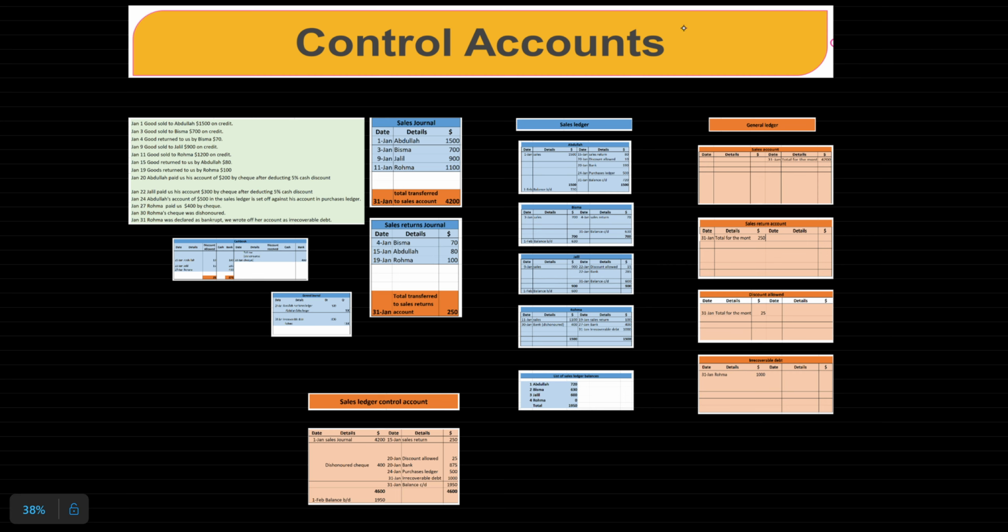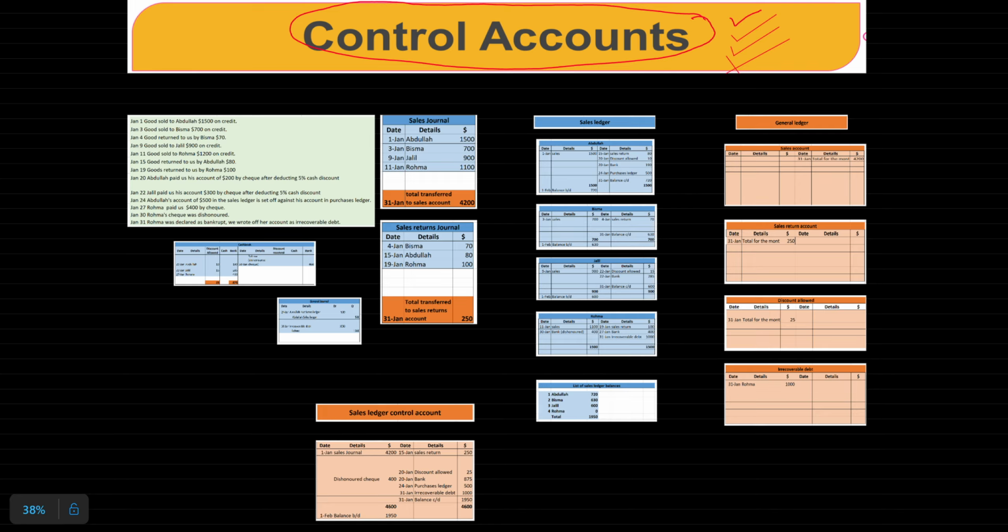Assalamu alaikum students. Today we will learn the full concept of control accounts. We will learn how to prepare control accounts, what the source of information of control accounts is, how they prevent fraud, and how they help in finding errors quickly.